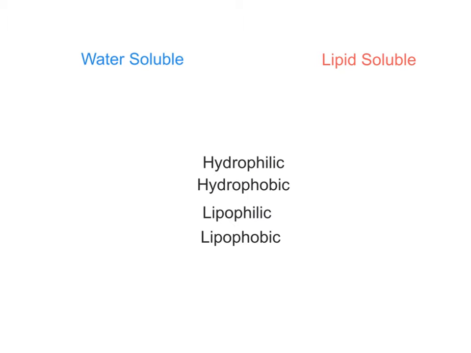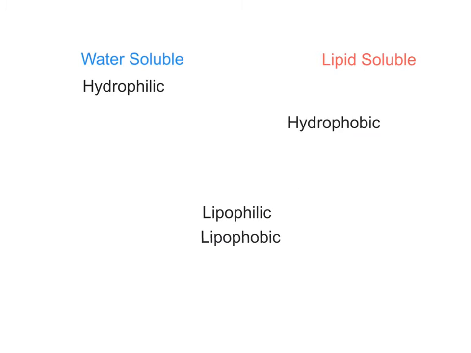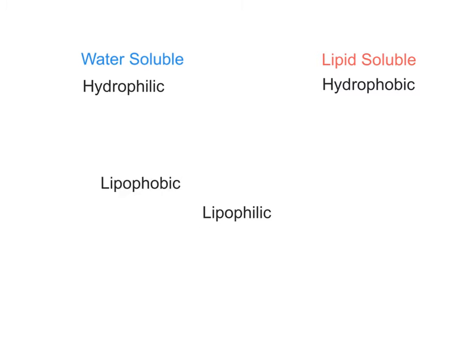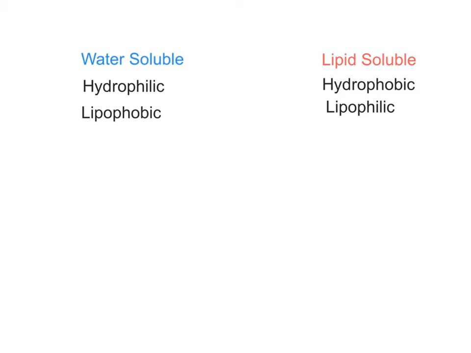In this Explain Everything, we're going to be looking at water and lipid-soluble hormones. So let's just review the terminology. Water-soluble hormones are going to be hydrophilic. Lipid-soluble hormones are going to be hydrophobic. Water-soluble are going to be lipophobic, and lipid-soluble will be lipophilic.